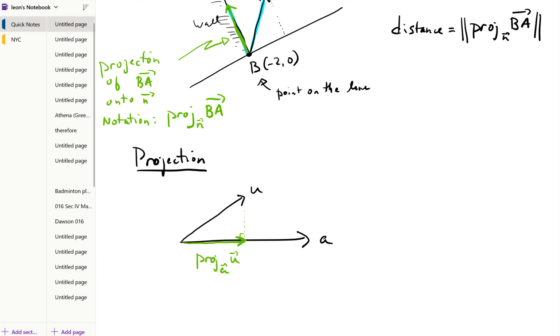Now, these two vectors, there's an angle between them. Let's call that theta. I'm going to look at the case where theta is acute. This is the case where theta is an angle between 0 and 90 degrees, or 0 and pi over 2 radians.